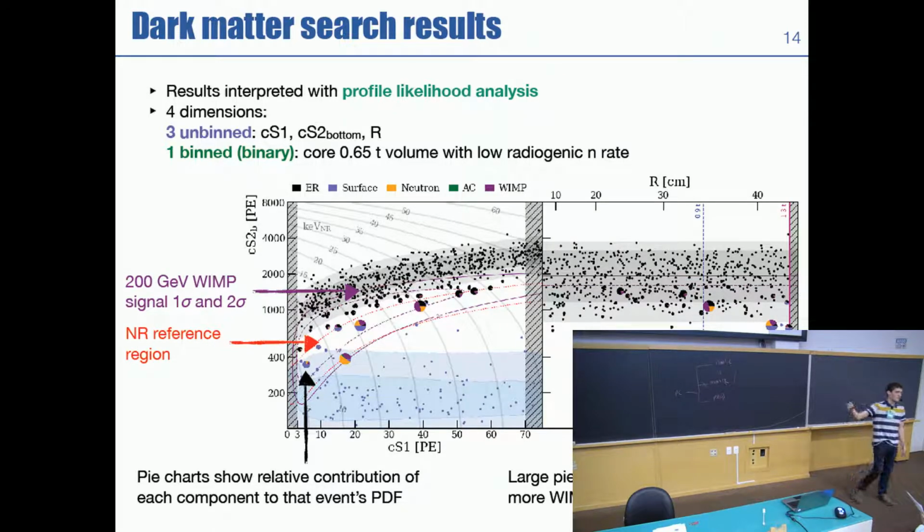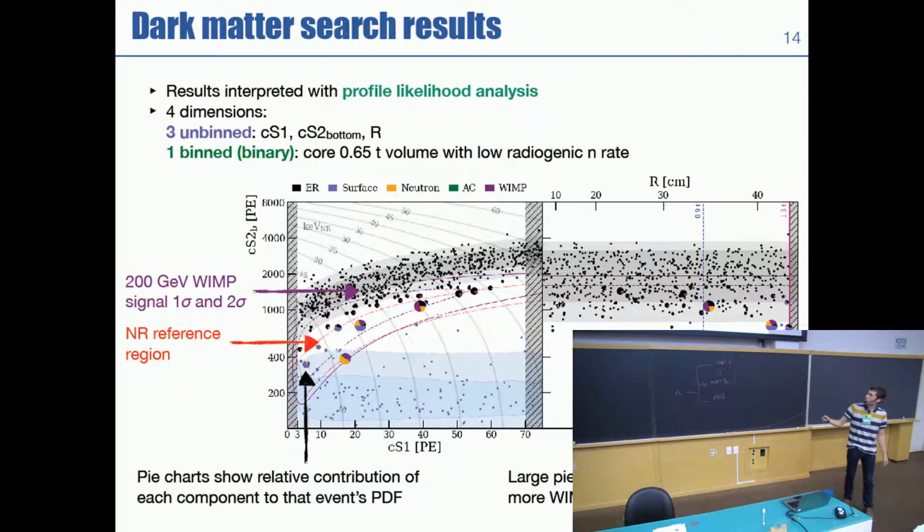And the pie chart shows, in the best fit, what proportion of the PDF for this event came from ER, from surface events, from neutron, and so on. So all of our backgrounds that we identified. Most of them are dominated completely by one event, but really every point is a pie chart. And the biggest points are those that have a significant WIMP-like contribution in the best fit.